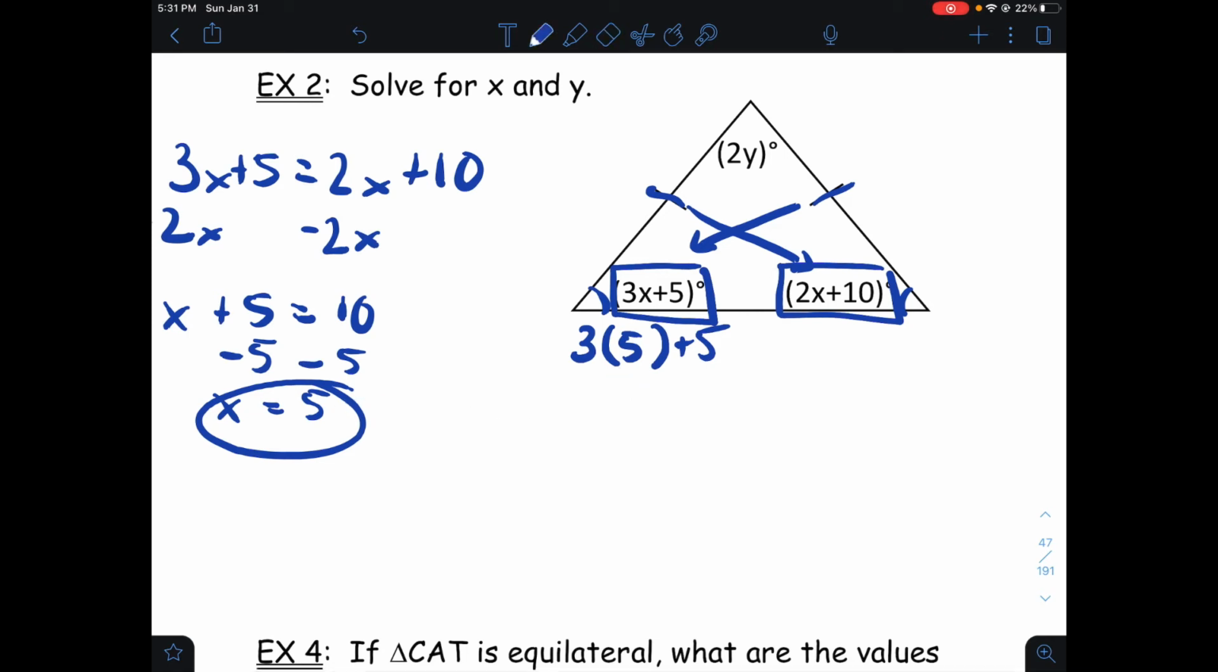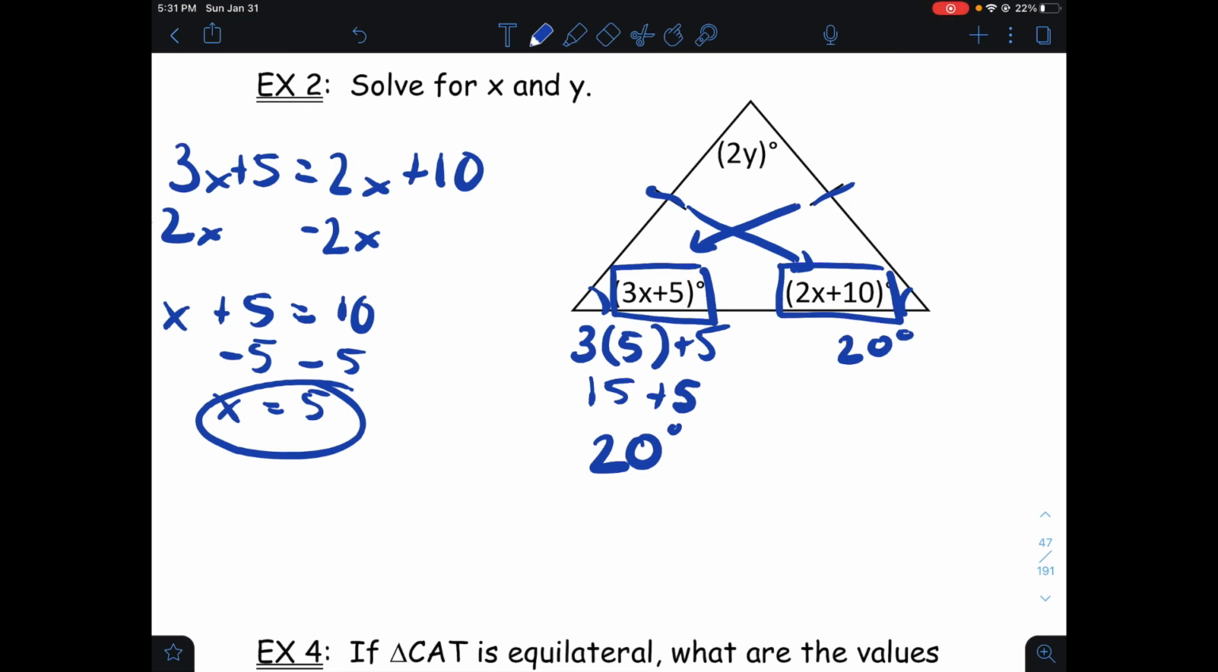You'd get 15 plus 5, which would give you 20. All right. And of course, you could plug into this guy, right? You could do 2 times 5 plus 10. But we know that these are congruent, so if this guy's 20, that means that this guy is 20.